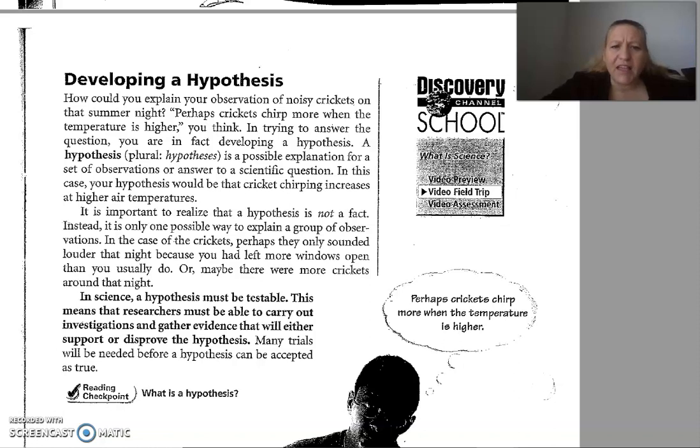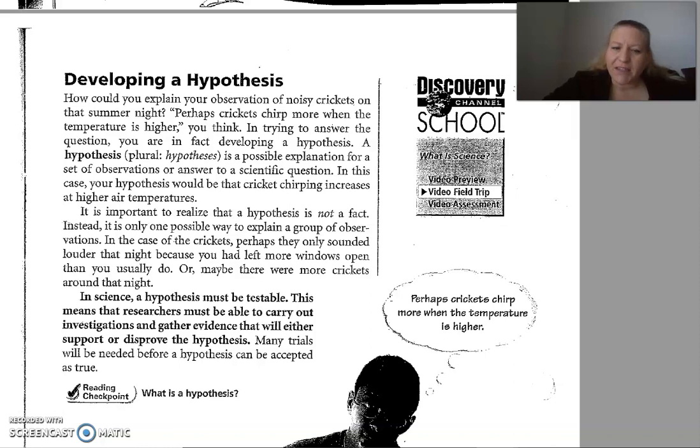It is important to realize that a hypothesis is not a fact. Instead, it is only one possible way to explain a group of observations. In the case of the crickets, perhaps they only sounded louder that night because you had left more windows open than you usually do, or maybe there were more crickets around that night. In science, a hypothesis must be testable. This means that researchers must be able to carry out investigations and gather evidence that will either support or disprove the hypothesis. Many trials will be needed before a hypothesis can be accepted as true.